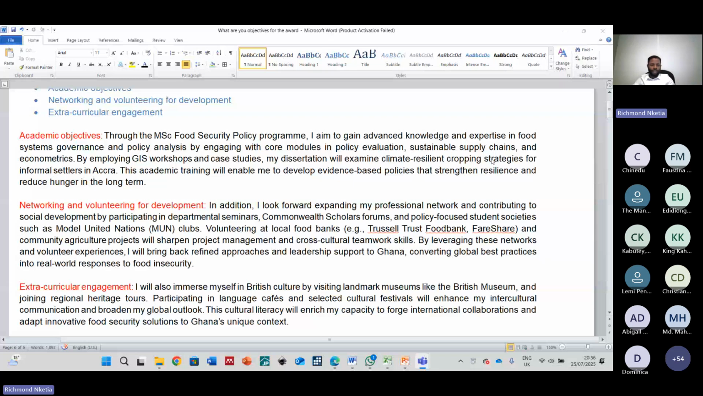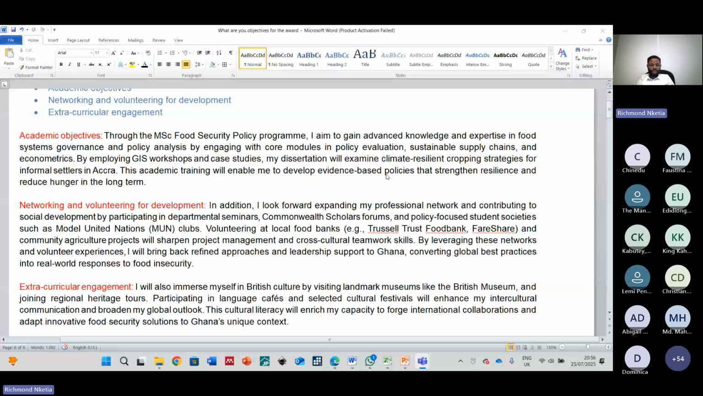So by employing GIS workshops and case studies, your dissertation will examine climate resilient cropping strategies for informal settlers in Accra. And this academic training will enable you to develop evidence-based policies that strengthen resilience and reduce hunger in the long term. So that is my academic objective.